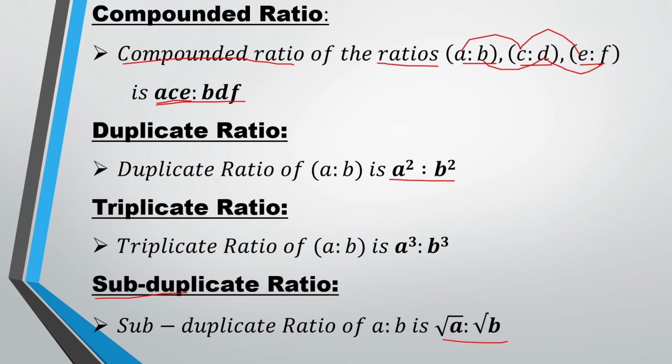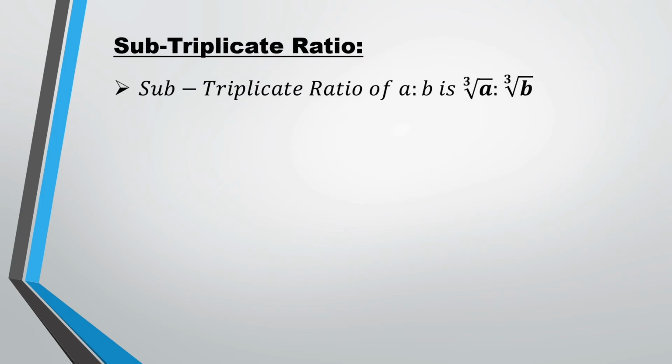So I think you can guess the sub-triplicate ratio. The triplicate ratio is A cube is to B cube. So what will be the sub-triplicate ratio? It will be cube root of A is to cube root of B. That's it. It's very simple. They'll be directly asking you what is the sub-duplicate ratio or what is the sub-triplicate ratio. You can answer very directly if you know these things.